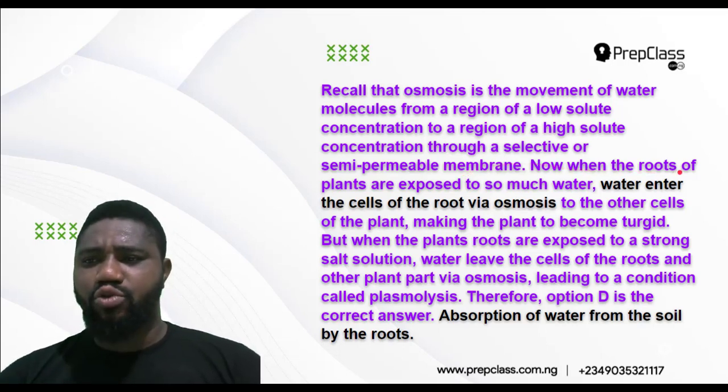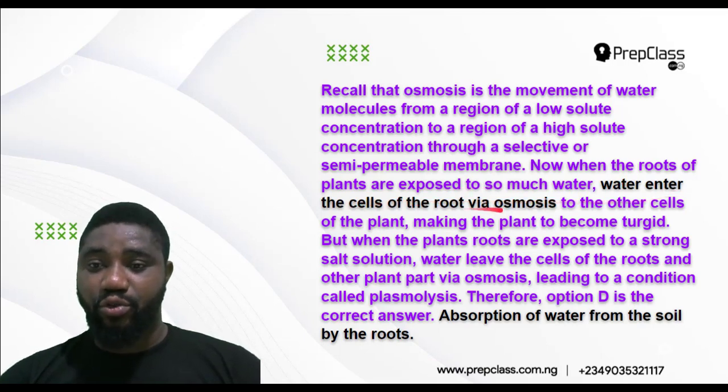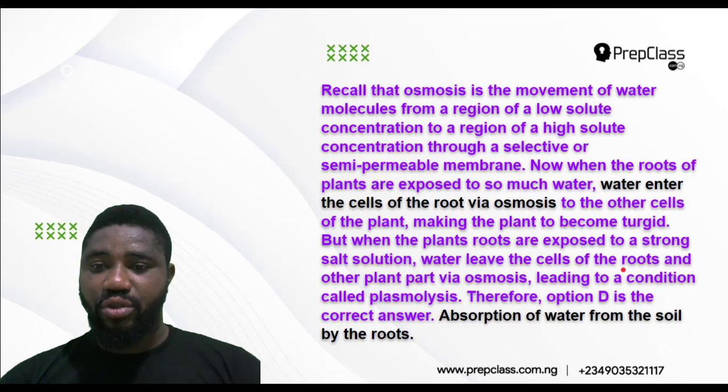Now, when the roots of plants are exposed to so much water, water enters the cells of the roots via osmosis to the other cells of the plant, making the plant become turgid. I believe you understand that, right? Good. But when the plant roots are exposed to a strong salt solution, water leaves the cells of the roots and other plant parts via osmosis, leading to a condition called plasmolysis. Therefore, option D is the correct answer, absorption of water from the soil by the roots.